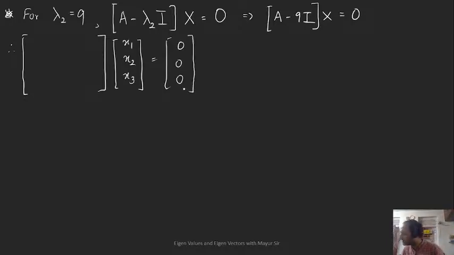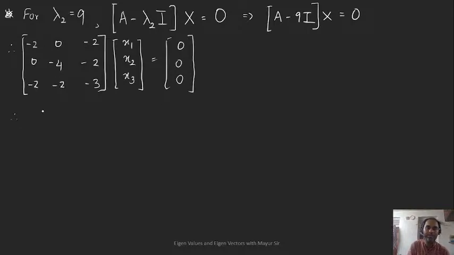What do we get? Here my matrix is 7, 7 minus 9 is minus 2. 5 minus 9 is minus 4. And then 6 is the entry, 6 minus 9 is minus 3. All other entries will remain the same, right? So minus 2, minus 2 and minus 2.